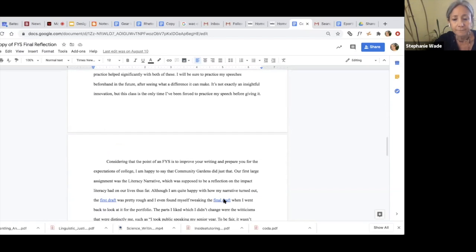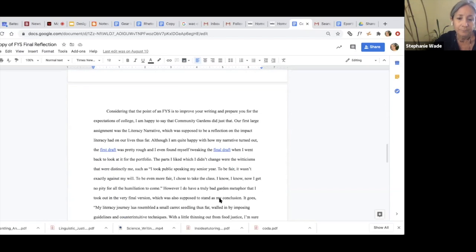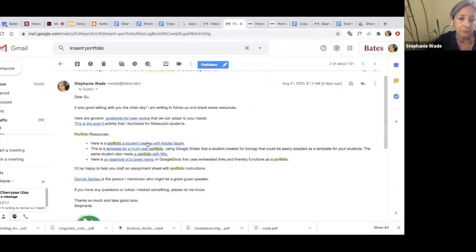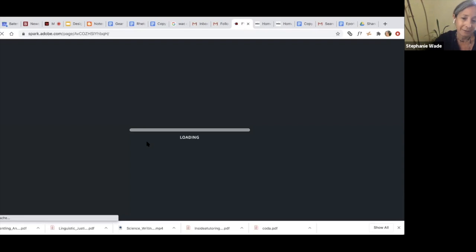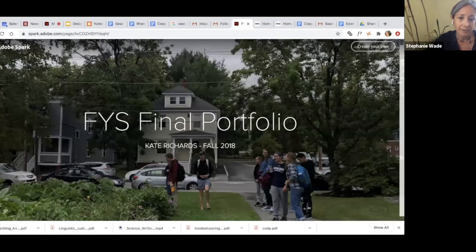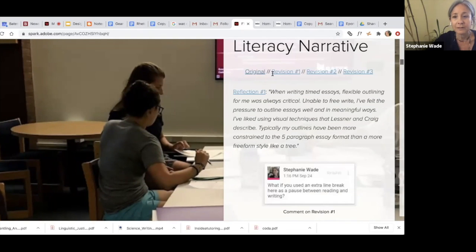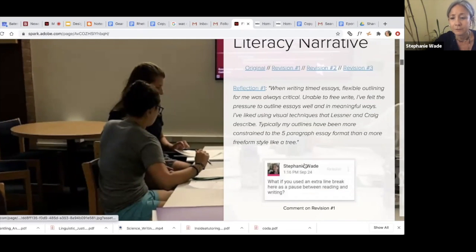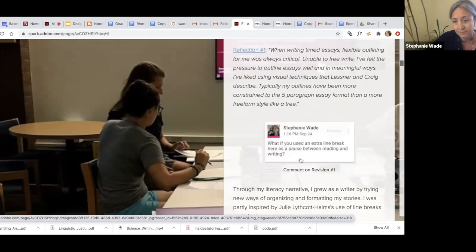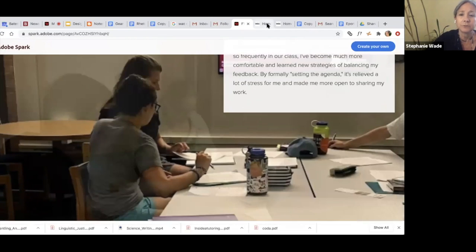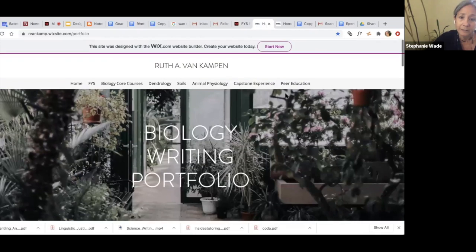He says it was rough, then the final draft. And then some students, in the past, I had them do it with Adobe Spark, which we can't use anymore, I don't think. But you'll see how the students can look at pictures and have their different revisions and have screenshots of the feedback I gave them and screenshots of their classmates' feedback, but they don't have to do Adobe Spark. They could also just use Wix.